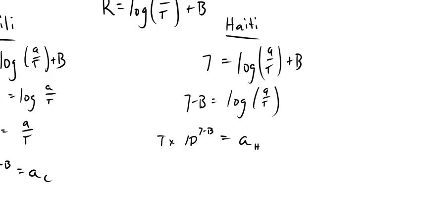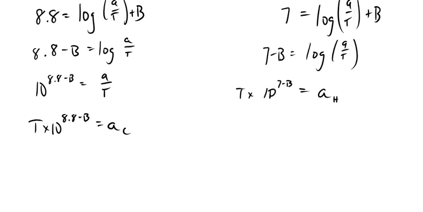So I got T times 10 to the 7 minus B is the amplitude in Haiti. The amplitude in Chile was T times 10 to the 8.8 minus B. Is that good? Okay, so now let's compare.